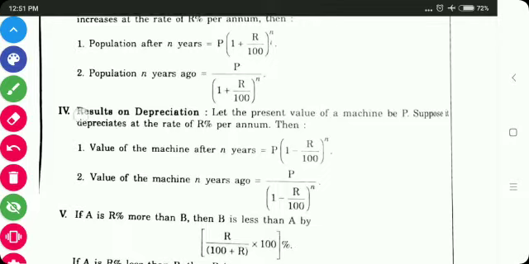Then fourth is result of depreciation. Depreciation is the opposite of appreciation. Let the present value of a machine be P. Suppose it depreciates at the rate of R% per annum, then value of the machine after n years is P into bracket 1 minus R upon 100 raised to n, where P is the present value of the machine and R is the rate. Then value of machine n years ago is P upon 1 minus R upon 100 raised to n.